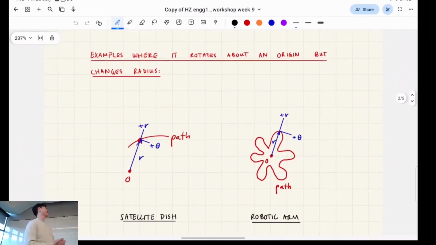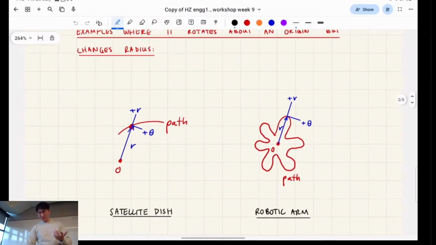But think about it like this: if there's a satellite dish situated at origin O here, tracing a rocket that's following this path, the radius is going to change, and the angle is going to change. And same for the robotic arm, which is following a sinusoidal radius function essentially, right? So these are instances where curvilinear motion isn't necessarily equal to circular motion, right?